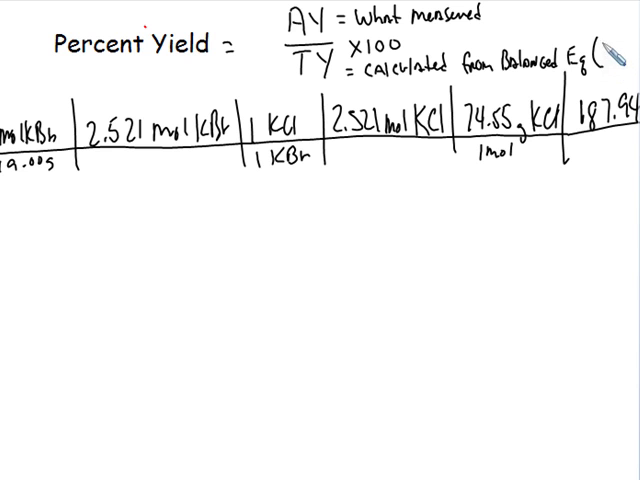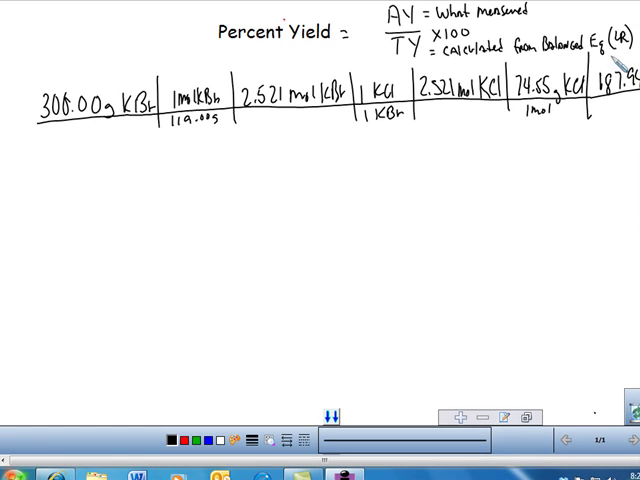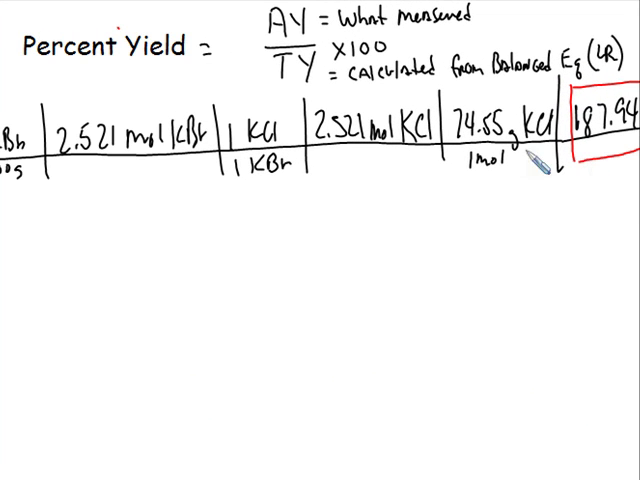And in this question we did, we had to go from the limiting reactant, right? So in problem number 19, the question said, how much potassium chloride can you produce? We calculated that we could produce 187.94 grams, right? Everybody with me there? That is the theoretical yield. That is 100% of what you can produce. Make sense?